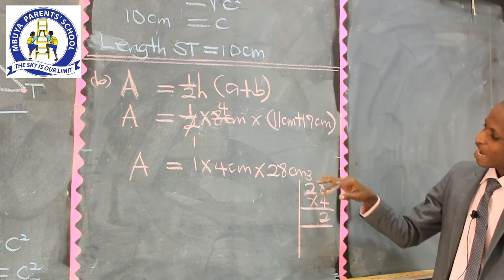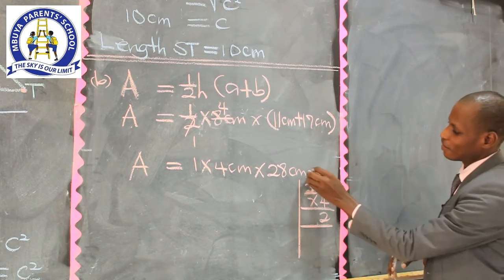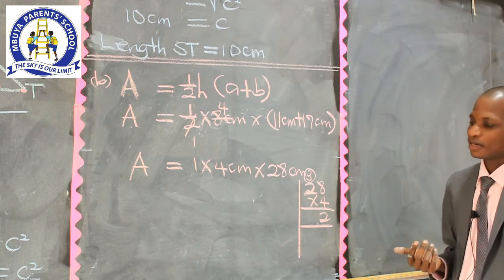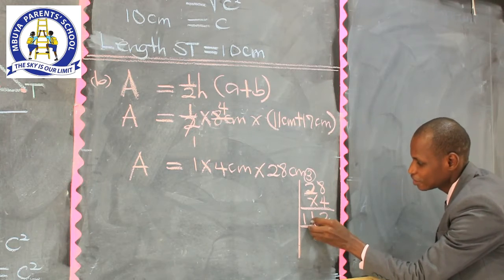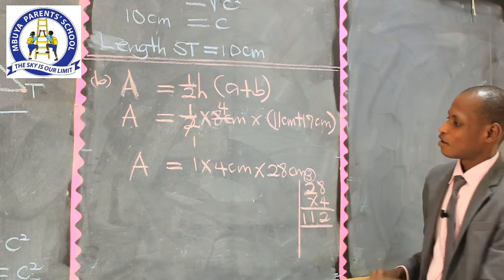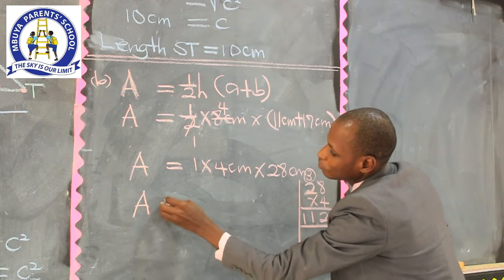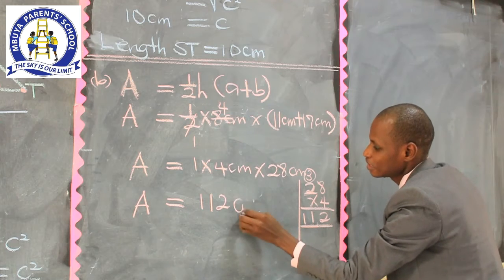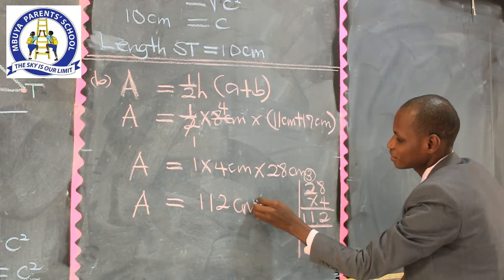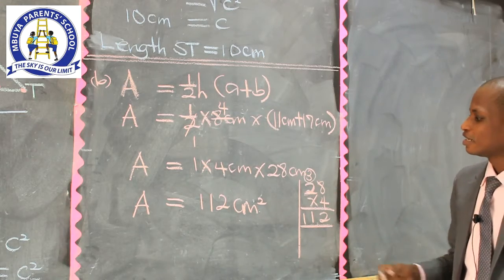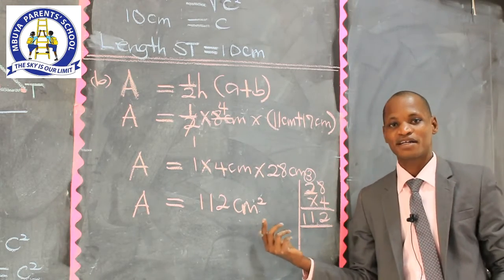At that moment, we shall add the 3, which we had here, giving us 11, whereby finally it will give us 112. But when we bring it here, we shall write it with its units, 112. And this is square centimeters, because the question demands for area. And the area is given in square units.